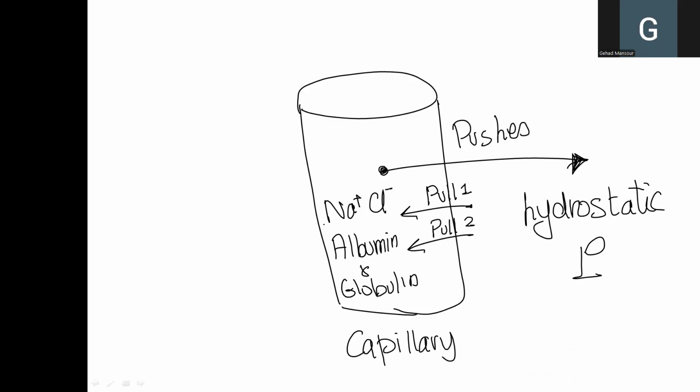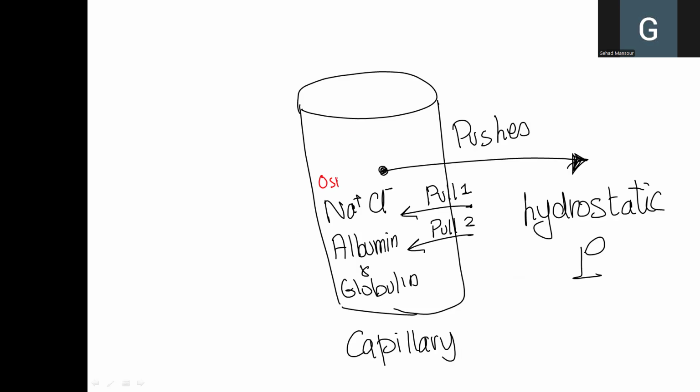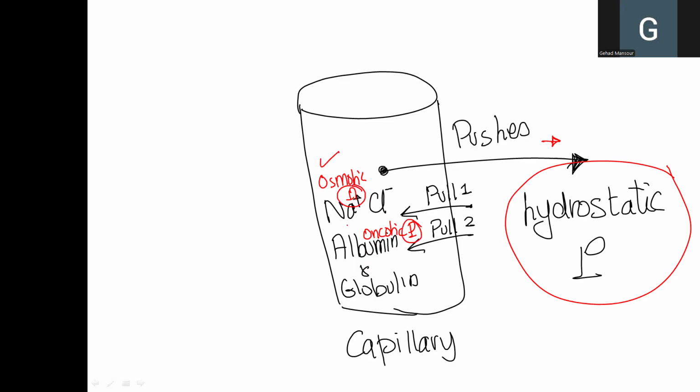This one is indicated by the osmotic pressure, and that one is the oncotic pressure. So we have three forces, three pressures: the hydrostatic pressure pushing outward, and two inward pulling pressures, the osmotic pressure and the oncotic pressure.